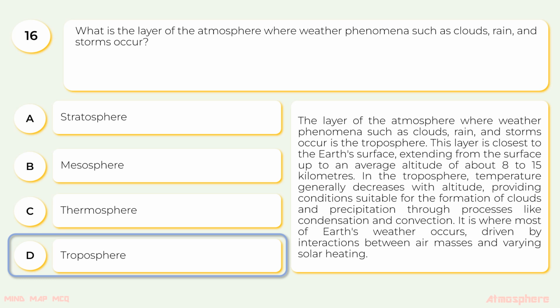This layer is closest to the Earth's surface, extending from the surface up to an average altitude of about 8 to 15 kilometers. In the troposphere, temperature generally decreases with altitude, providing conditions suitable for the formation of clouds and precipitation through the processes like condensation and convection. It is where most of the Earth's weather occurs, driven by interactions between air masses and varying solar heating.